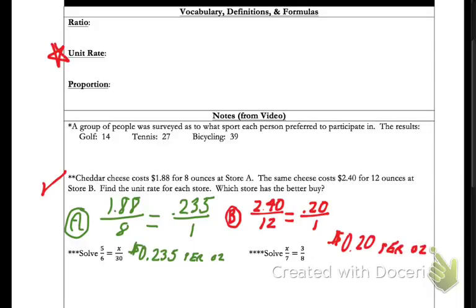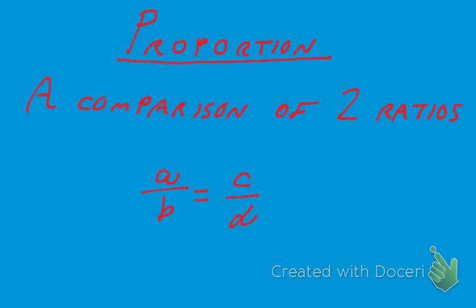So which store has the better buy? Well, it's B, because 20 cents per ounce is less than 23.5 cents per ounce. And so that's a little bit about unit rates and how they can be used to compare when going to the store. So it's good to know, save you some money along the way.